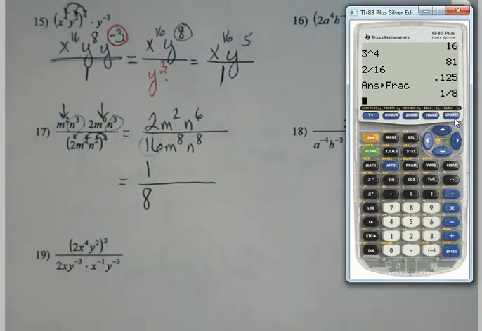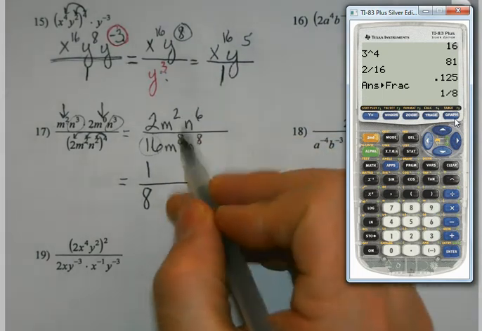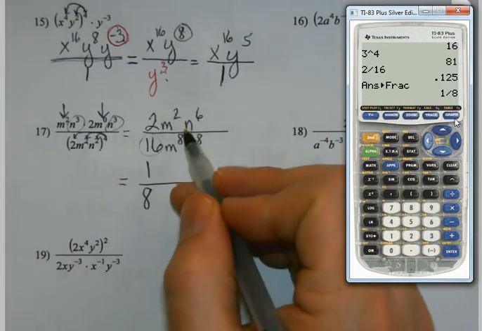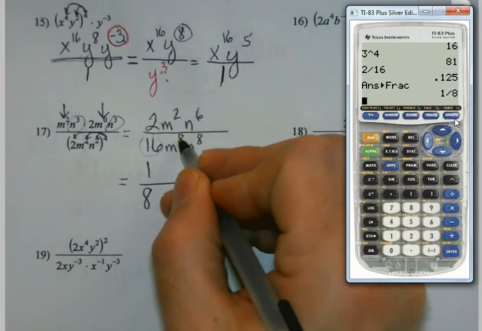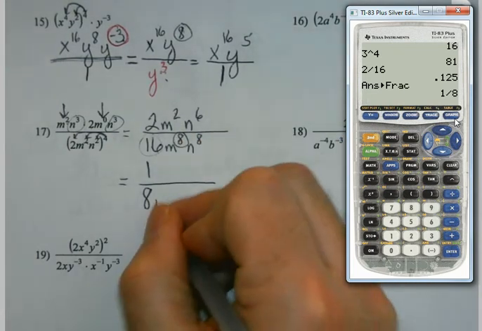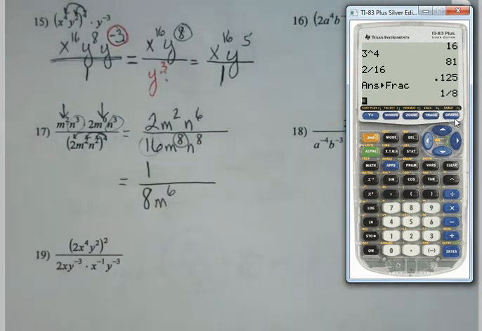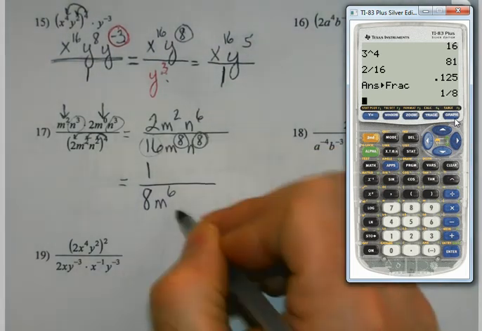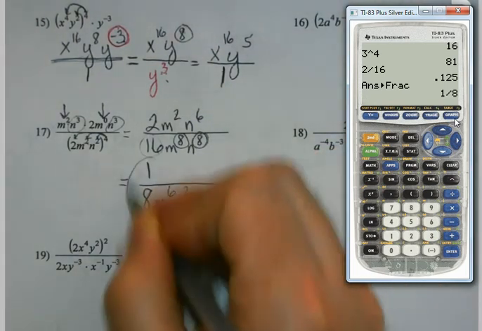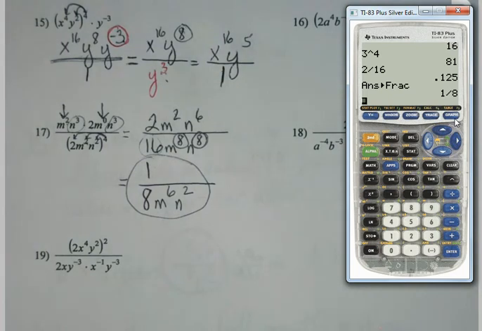But for the rest, no negative exponents. That's cool. So I'm just going to divide, or in other words, subtract my exponents. 8 minus 2 is 6. Bigger exponent down below. 8 minus 6 is 2. Bigger exponent down below. And we're good.